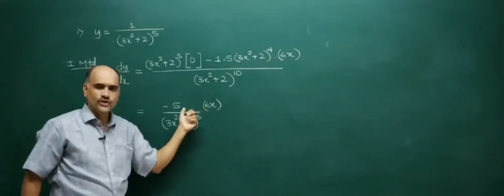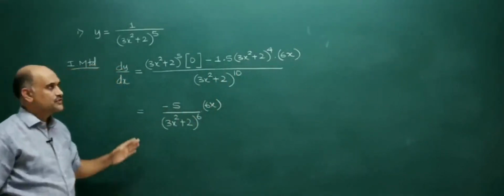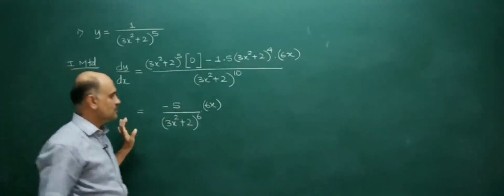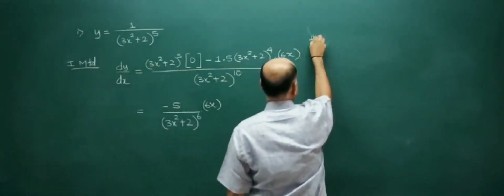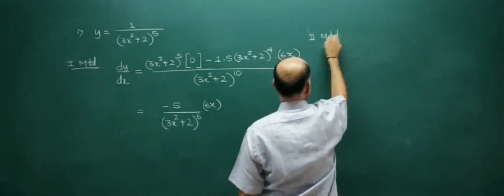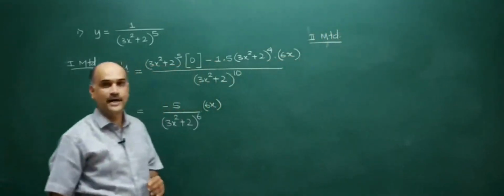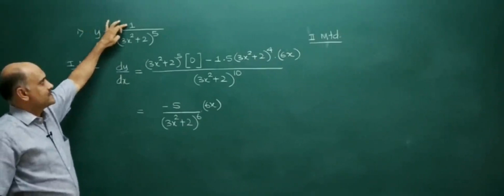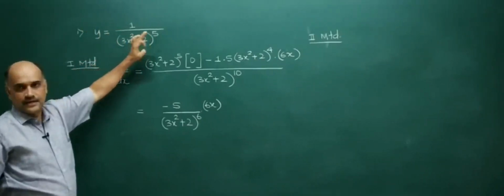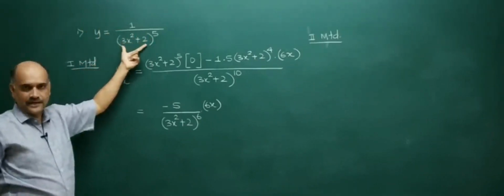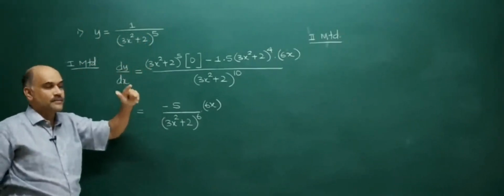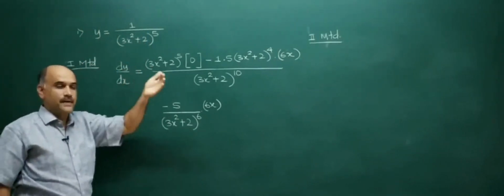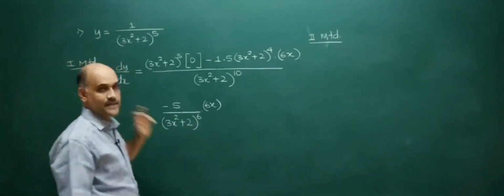So again, if you want, you can multiply this. So this is one method. Now, instead of doing it this way, if I use the formula of 1 by x raised to n, I can treat this as 1 by x raised to n, where x means this whole bracket. So the differentiation of 1 by x raised to n is minus n by x raised to n plus 1.